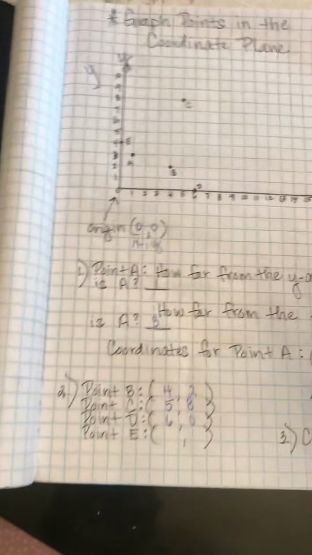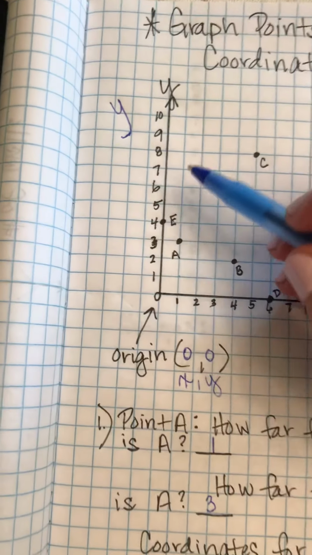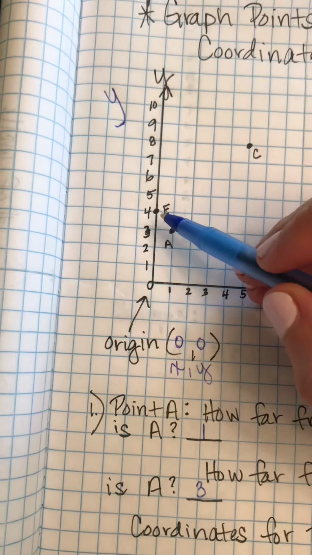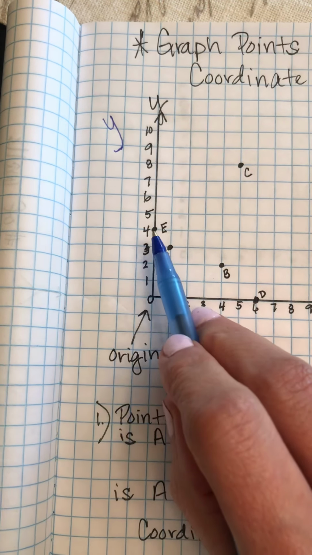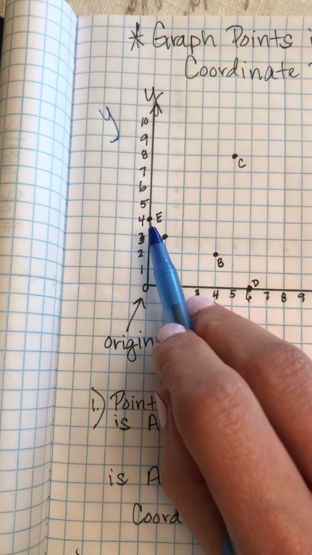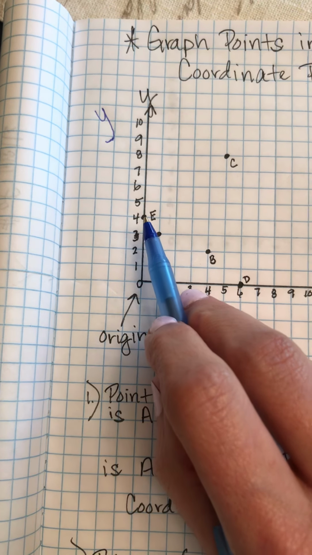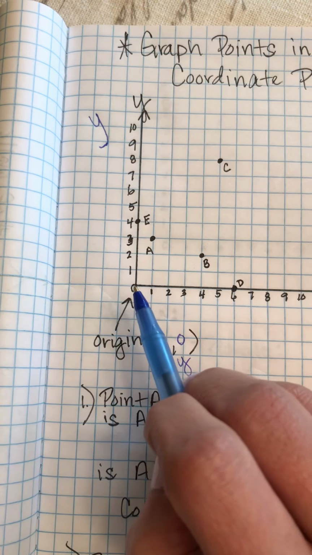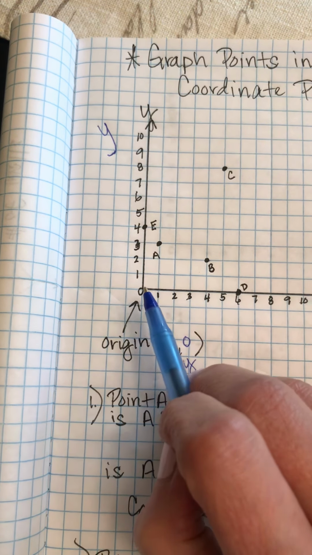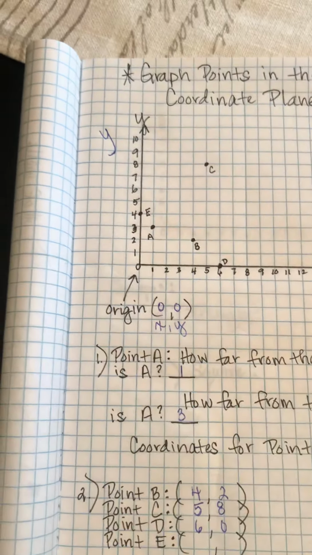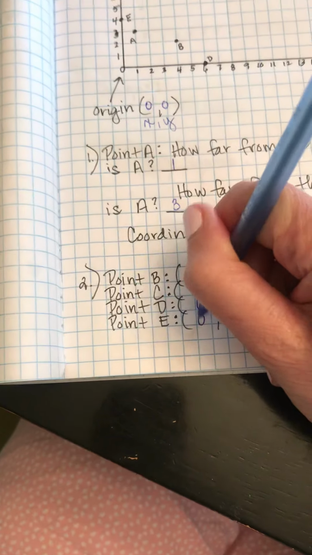Let's find point E. Okay, point E is over here on the y-axis, do you see? So how far away from the y-axis is point E? It's none. Okay, it didn't move away from the y-axis at all. It's on the y-axis. So that's a 0. And then from the x-axis, it's 4 away. So it's 0, 4.